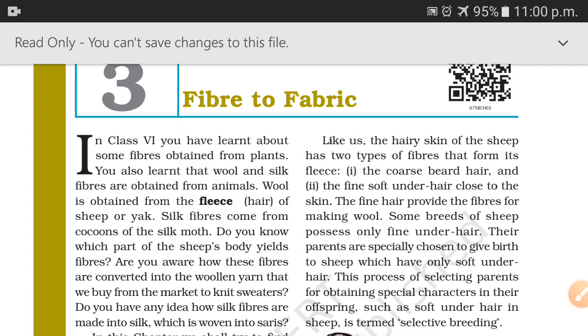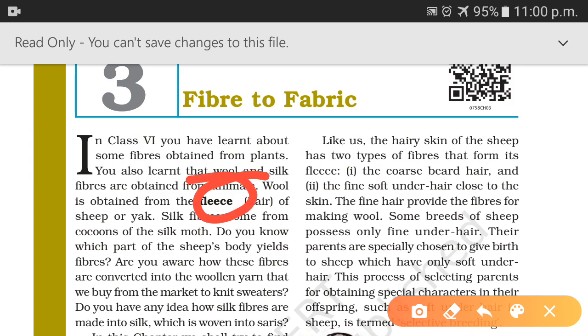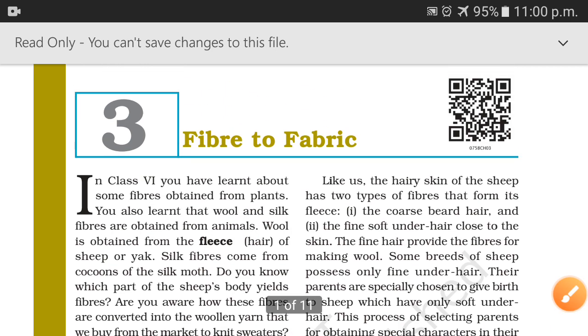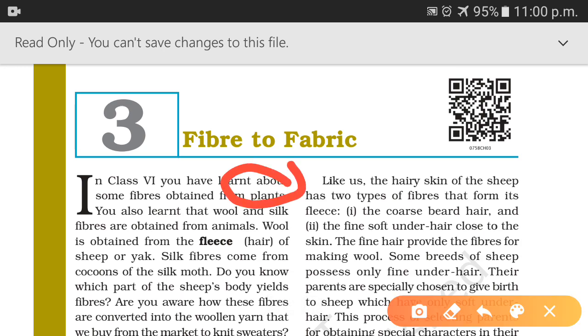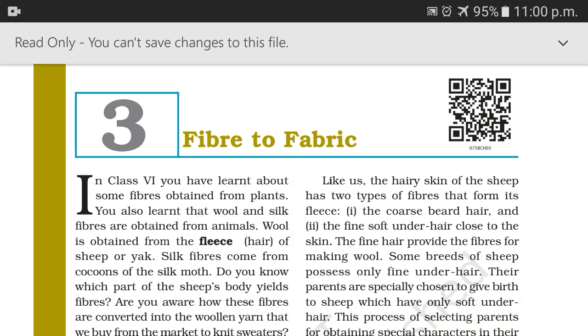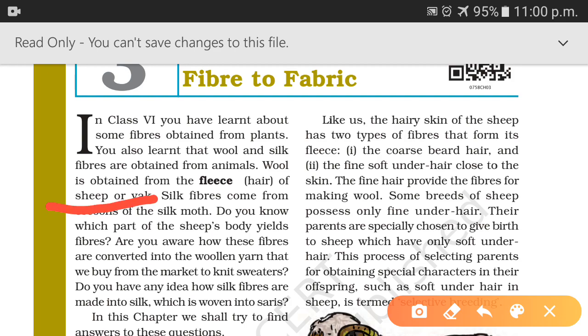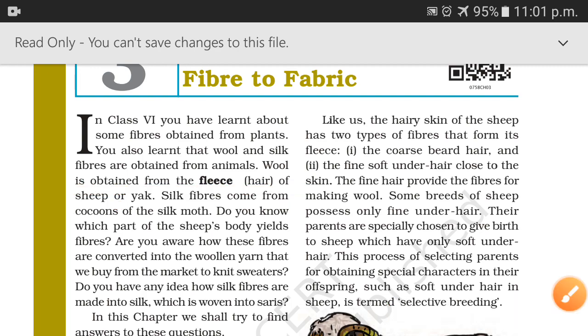In class 6 you have learnt about some fibers obtained from plants and some fibers obtained from animals. So can you name some fibers that are obtained from plants? We get cotton fiber from plants. Then from animals we get wool and silk. The wool is obtained from the fleece or hair of sheep or yak. Fleece means hairs. From where do we get wool? We get wool from fleece or hair of sheep or yak.